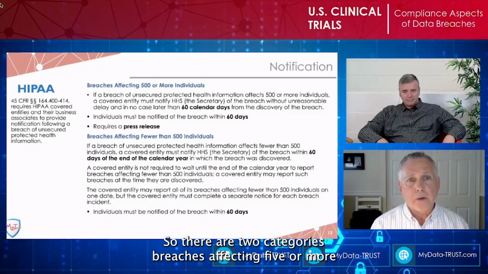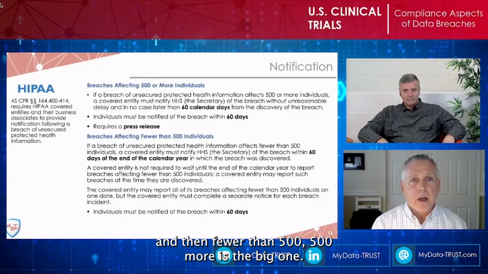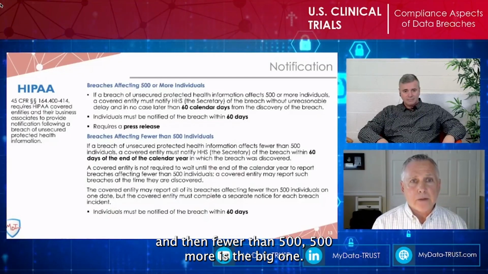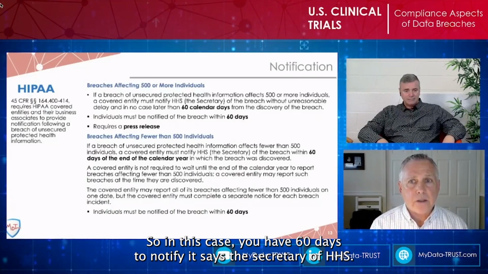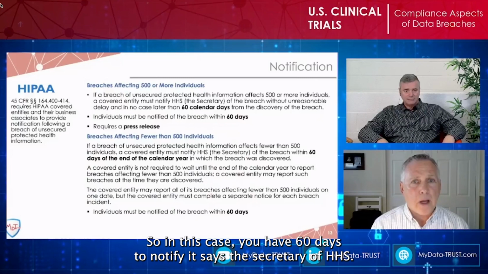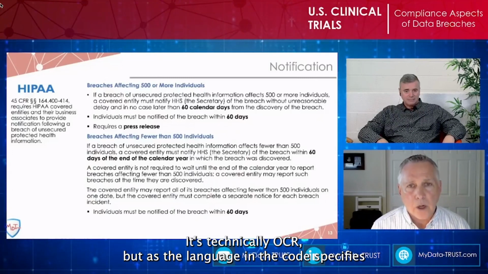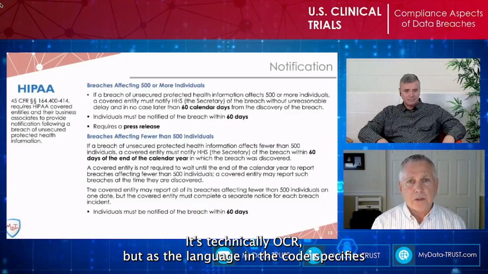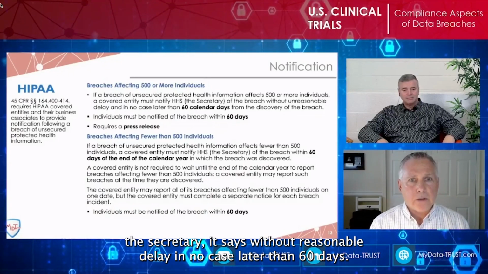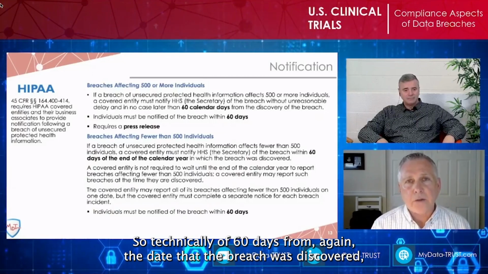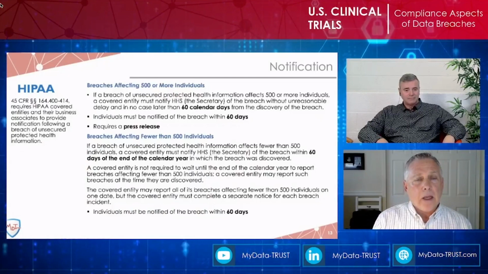So there are two categories: breaches affecting 500 or more, and then fewer than 500. 500 or more is the big one. In this case, you have 60 days to notify the Secretary of HHS. It's technically OCR, but as the language in the code specifies, the Secretary. It says without reasonable delay, in no case later than 60 days. So technically you have 60 days from, again, the date that the breach was discovered.